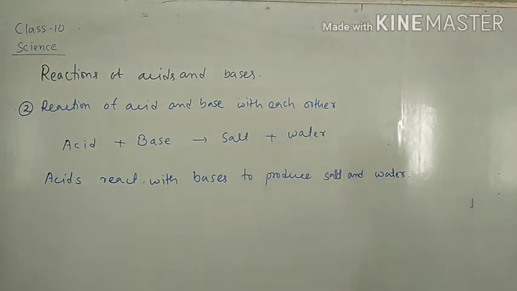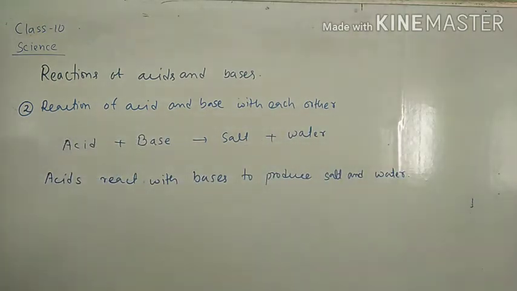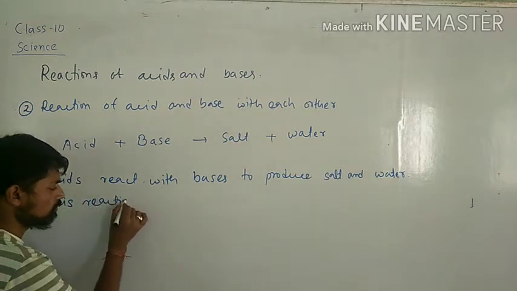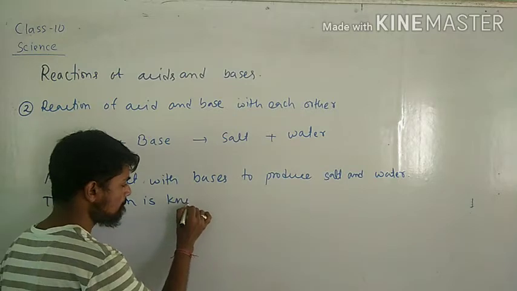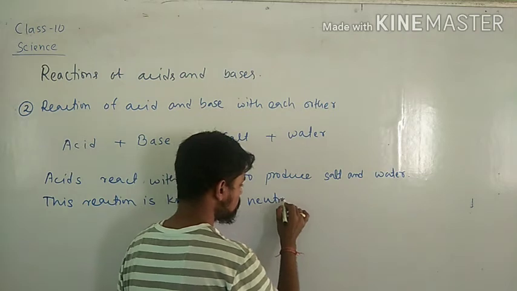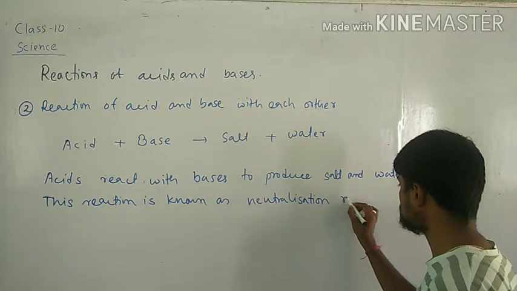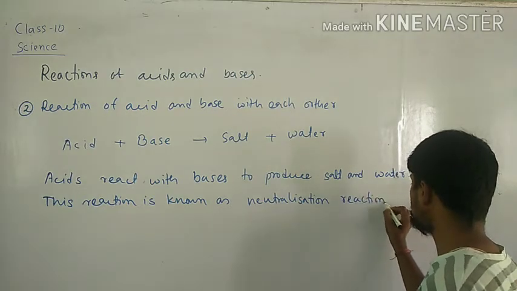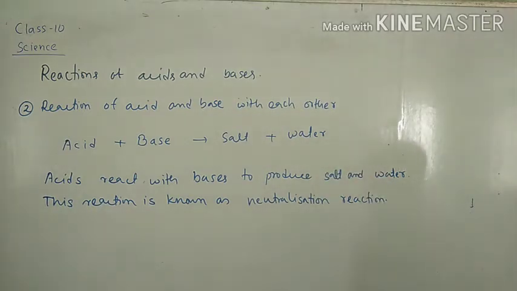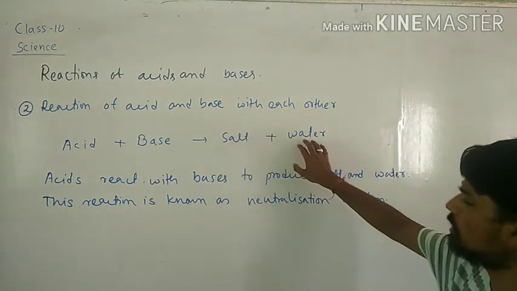There is a special name for this reaction. Okay, acid reacts with base to produce salt and water. This reaction is known as neutralization reaction. Why is this reaction known as neutralization reaction? Since water is produced in this reaction, all the products of the reaction are neutral. Salt is also normally neutral.